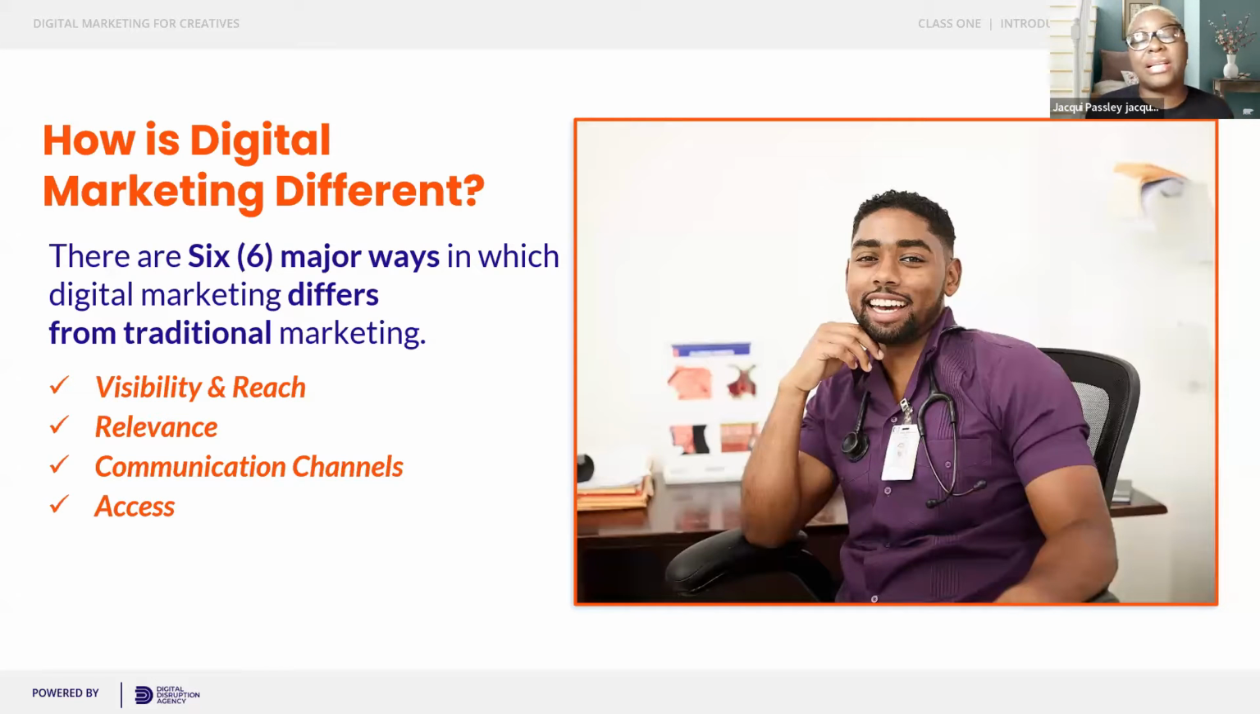Access. Access is another way that digital marketing differs, because before, if you weren't a big company with a big marketing team or couldn't afford a marketing agency to run your ads, you ran into problems because you just didn't have the kind of ad spend to go spend on a primetime TV slot or a primetime radio slot. Those are expensive. Print ads are expensive.